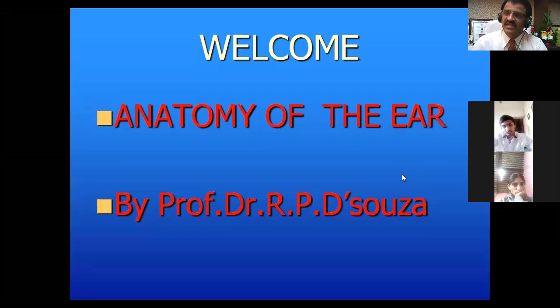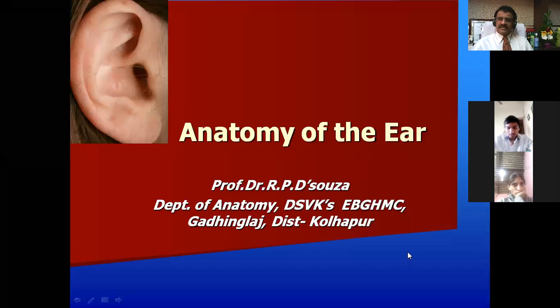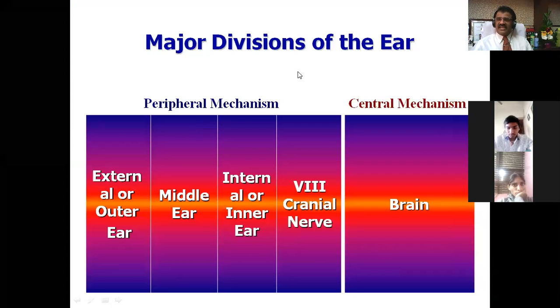Let us try to understand the full anatomy of ear within a span of 30 minutes, because this is a revision. I have already discussed this topic at length during our regular classes. Here you can see the outline of the ear, what we call the major divisions of the ear. The ear is divided into two mechanisms as far as its functions are concerned: peripheral mechanism and central mechanism.